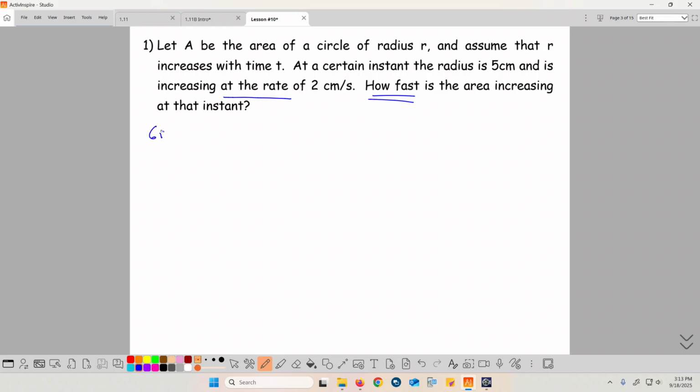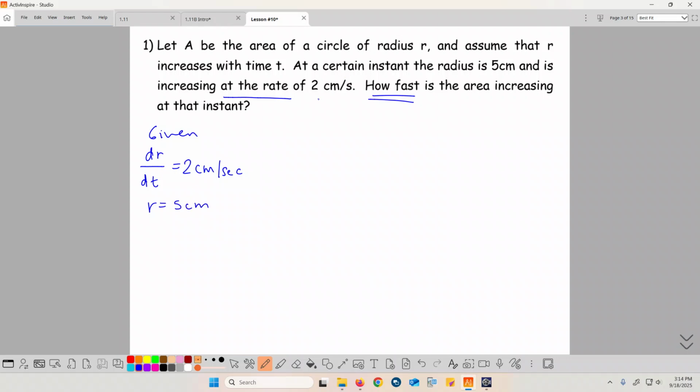Okay, so a couple things that are given in the question. At the instant that the radius is 5 centimeters, it's increasing at a rate of 2 centimeters per second. That means the radius is changing at that rate, and that's what we would call dr/dt, because this is a rate at which it's changing. We said it's changing by 2 centimeters per second. We also know that at that instant, the radius is 5 centimeters.